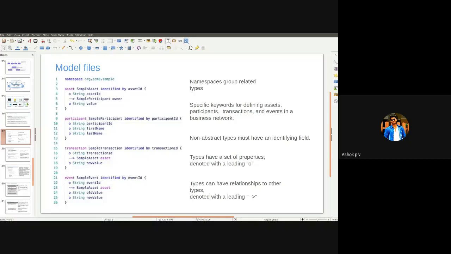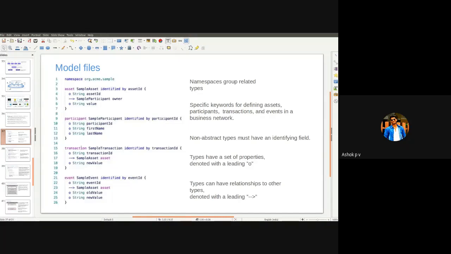So if a sample participant is actually connected to a sample asset, and he is the owner of that asset, that is the main thing. Each and every asset will be having an owner. So the participant is identified by the participant ID. You'll be having the participant name, the first name and the last name. Each and everything should be identified by an ID. That is the main point over here. And each and everything would be having a relationship with the other thing.